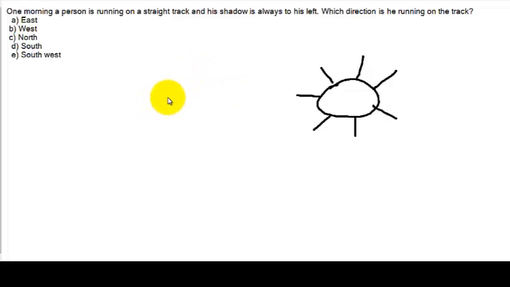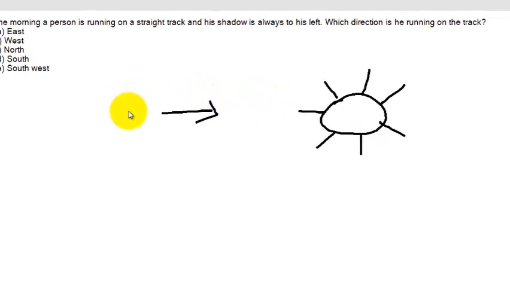Consider a person who is facing east, running in this direction. When the person runs in the east direction, his shadow is going to fall towards his backside, which is not the case of left. So his shadow is not falling on the left side. So east doesn't work. The answer will not be east.